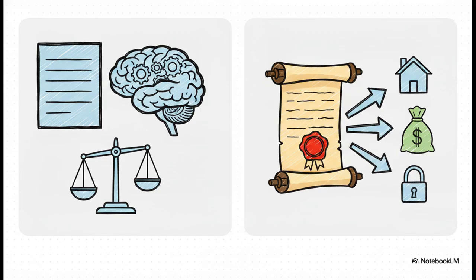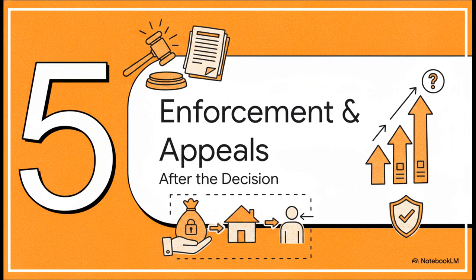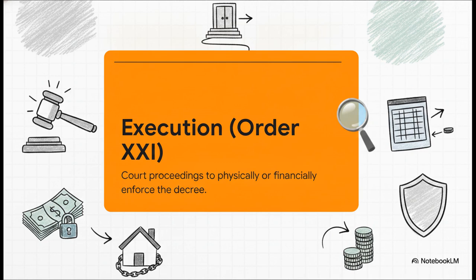The decree is the formal, operative part of the decision. It legally defines exactly what each party is physically or financially entitled to. So the key takeaway here is that while the judgment contains the court's legal reasoning, the decree is the actual tangible order that gets enforced in the real world. Which naturally leads us to our final section, Step 5, Enforcement and Appeals. Winning a brilliant judgment on paper doesn't magically put money in your bank account or give you your property back.